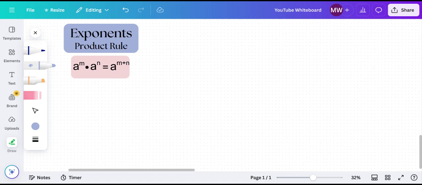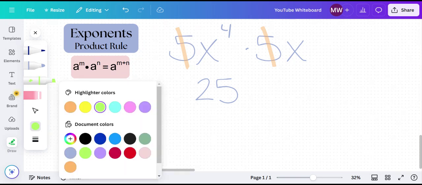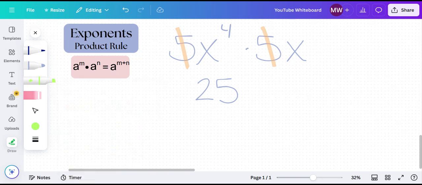So this time we've got 5x to the fourth times 5x. So the first thing I'm going to do is look at my coefficients. I have 5 times 5. These are actually multiplied. So 5 times 5 gets us 25. Now I can worry about my exponents. So I have x to the fourth and I have x.